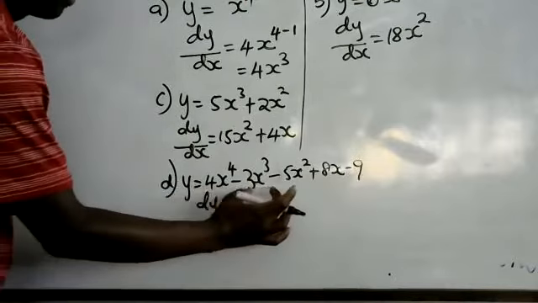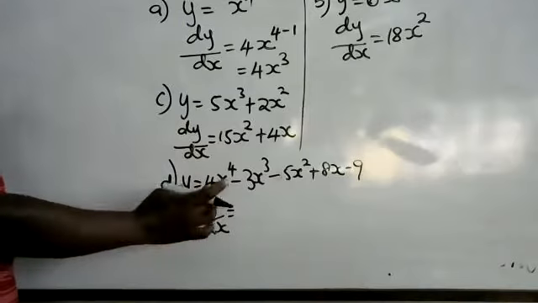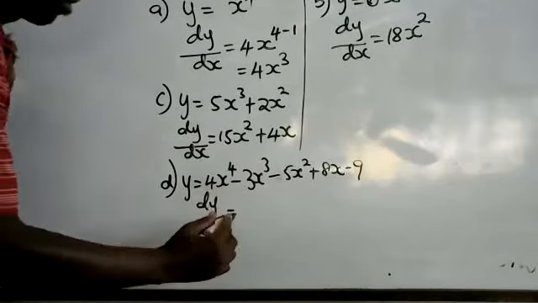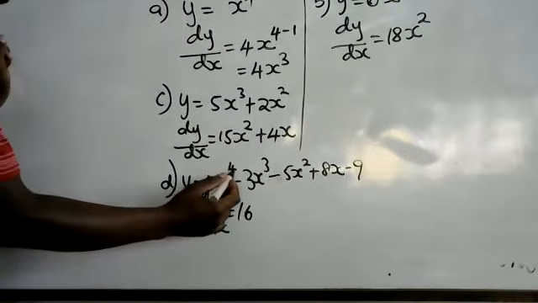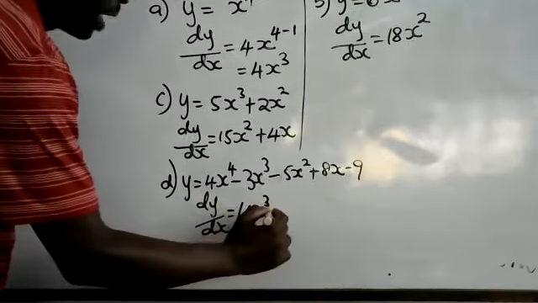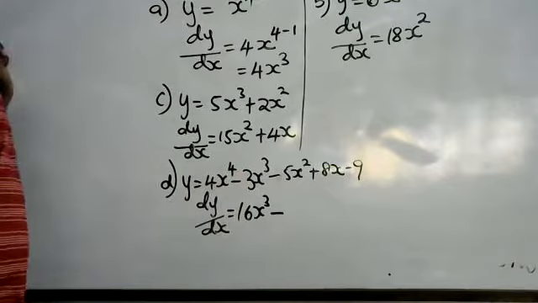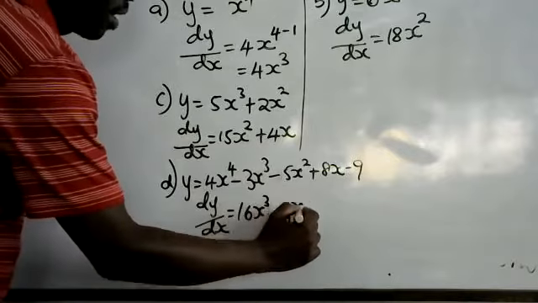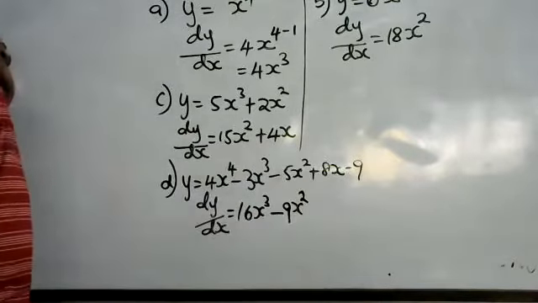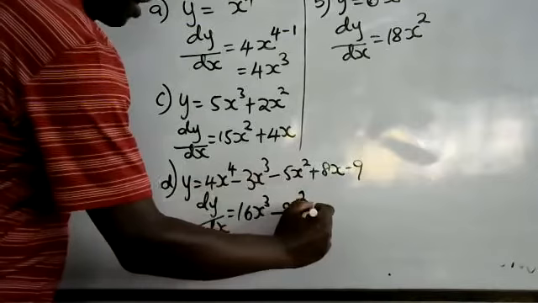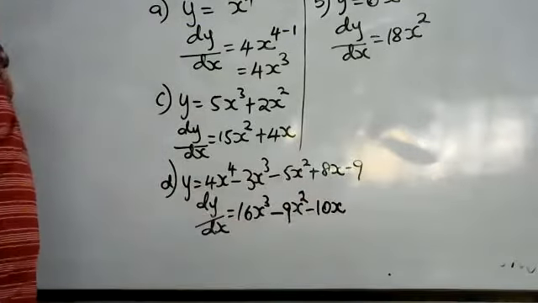We differentiate each and every section separately. So here we start by differentiating 4x power 4. The rule is the power multiplies the number that is ahead of x. So 4 times 4 is 16, and then the power will reduce by 1 to be x power 3. Minus, this power multiplies this 3 so that we have 9x power 2. This 2 will multiply this 5 so that we have minus 10x power 1, which is x.